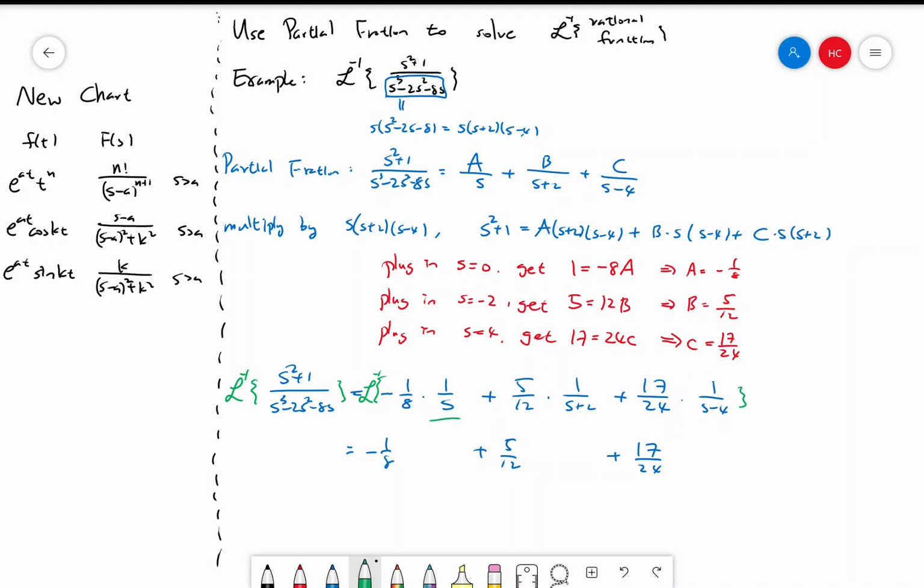Now, the inverse Laplace transform of 1 over s is just 1, or technically t to the 0th power. And then the inverse Laplace transform of 1 over s plus 2 can be found using this entry. Here a is equal to negative 2, so this is equal to e to the negative 2t. And for the third one, 1 over s minus 4, a is equal to 4, and n is equal to 0 for both cases. So this is equal to e to the 4t.